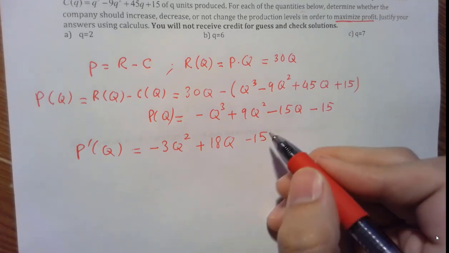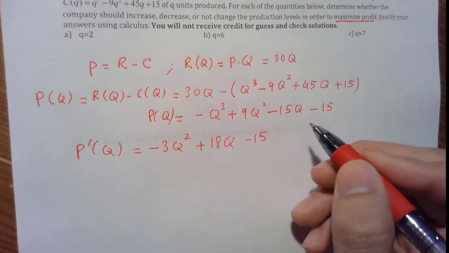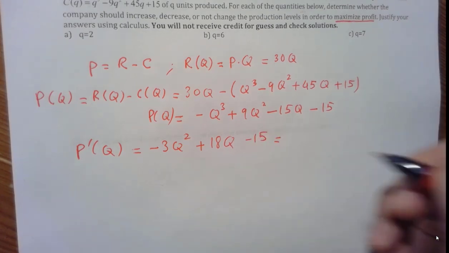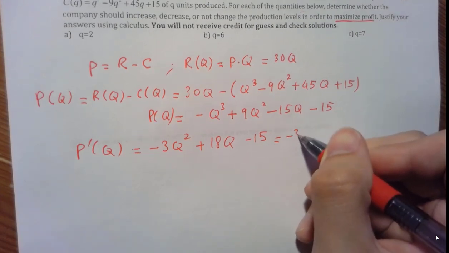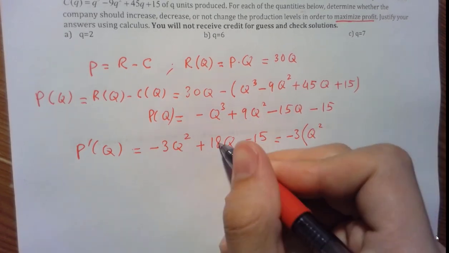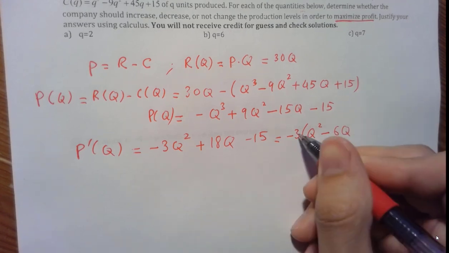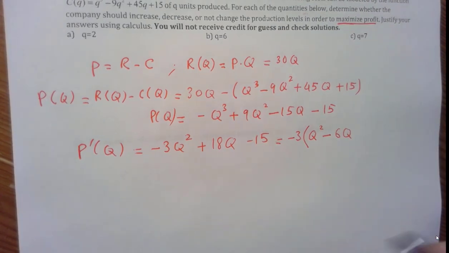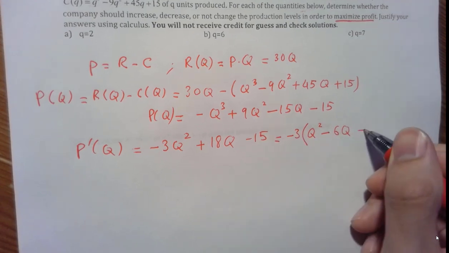And because we are setting this equal to 0 and solving for Q, for a critical point, it's always easy to factor because we are solving for 0. So we can pull out minus 3 as a common factor. I pull out minus 3, I have Q squared, I have minus 6Q, because minus 6 times 3 gives me plus 18 again. And then minus 15 divided by minus 3 is plus 5.